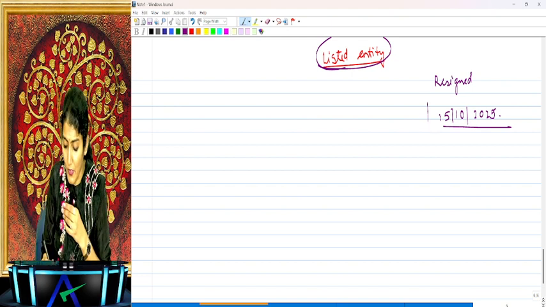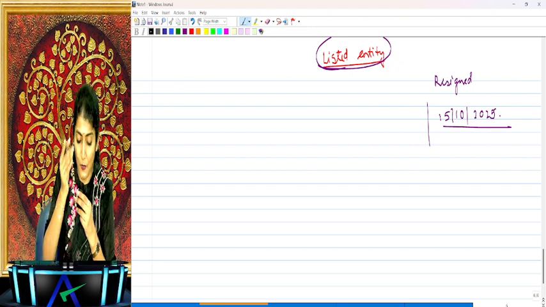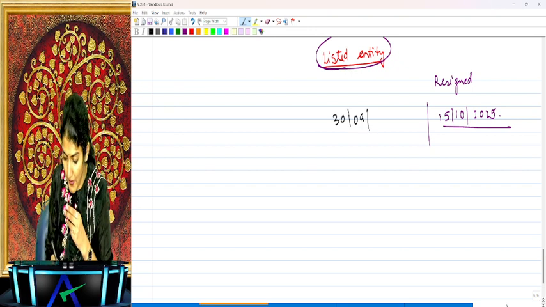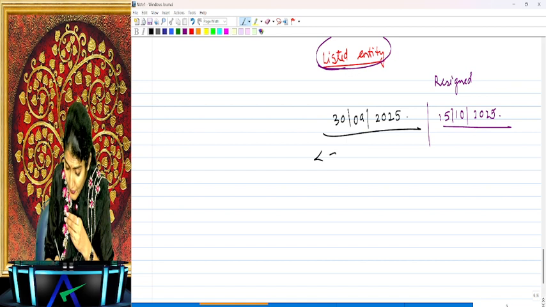Which was the quarter which just got over before this? 30th of September 2025. Okay, right. So has the auditor resigned within 45 days from the end of the quarter?